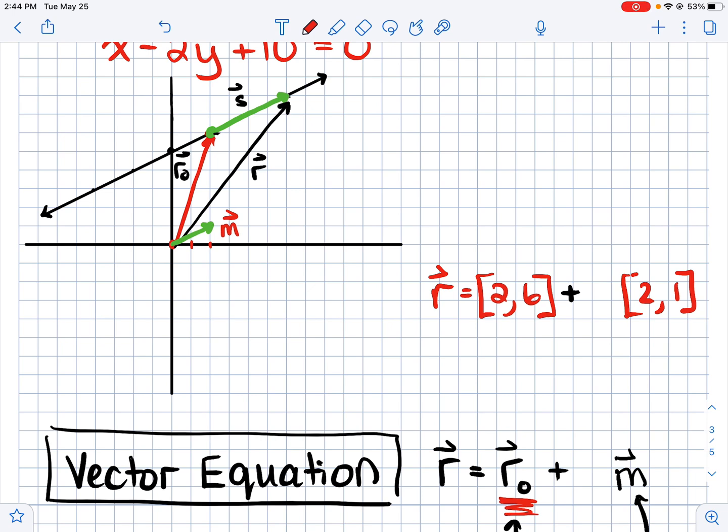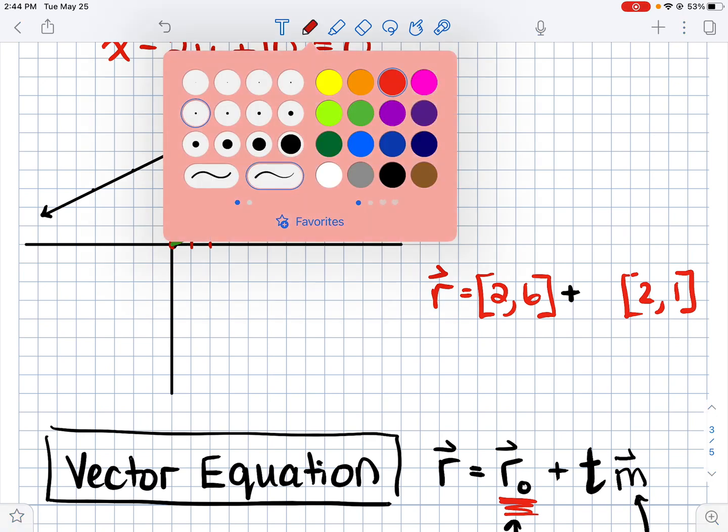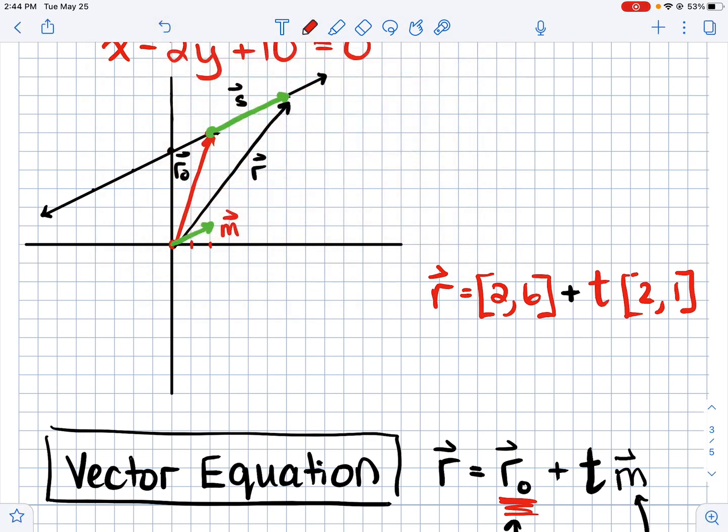Now I'm going to use a parameter. I'm going to use the parameter t. So I'm actually going to put a t in my equation. T is just any real number. It's like scalar multiplication of this direction vector. And that's how you write the vector equation of a line.